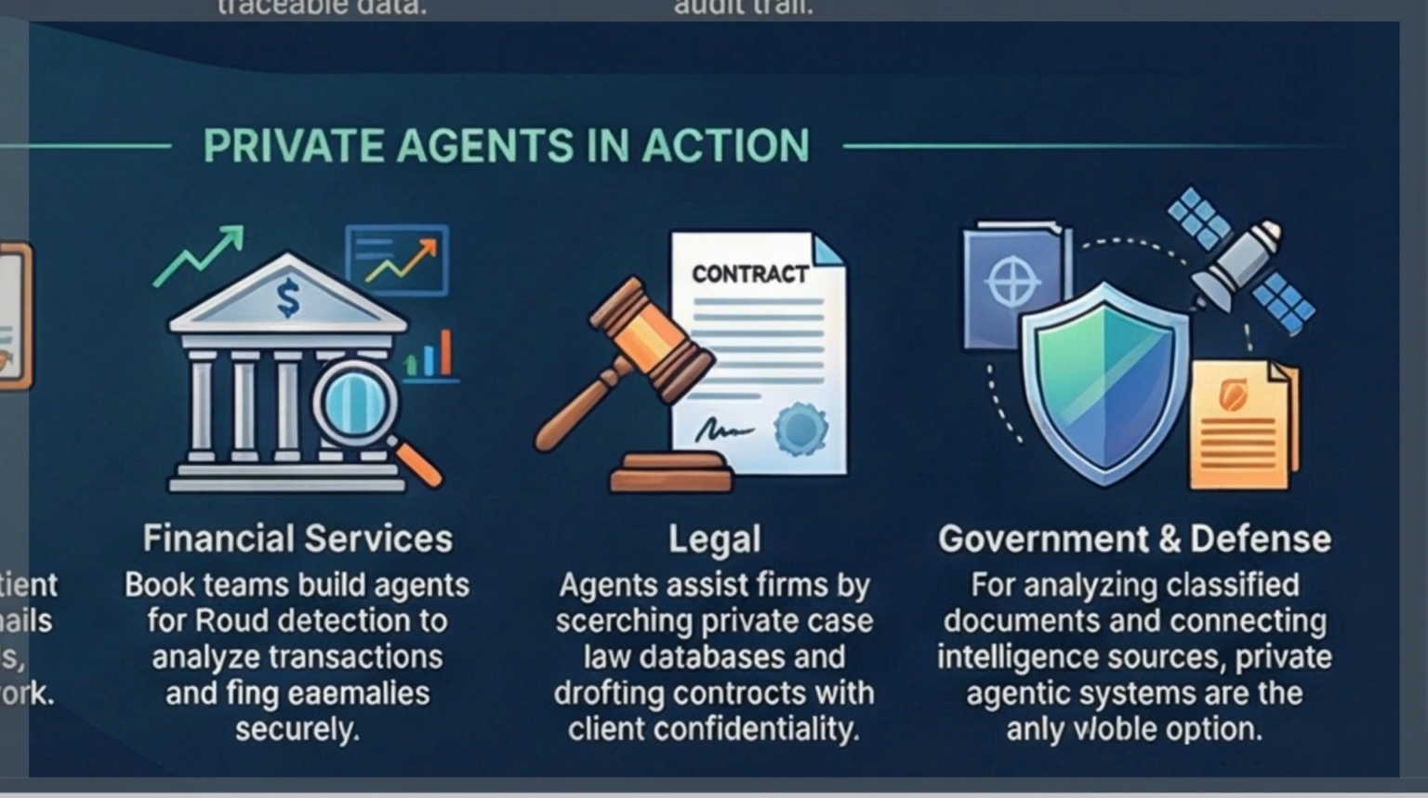Financial institutions use private agents to analyze transactions, detect fraud, and generate reports without exposing client data externally. Legal teams search privileged documents and draft contracts with strong confidentiality controls. Government and defense organizations apply agents to sensitive intelligence or mission data, where strict classification rules demand that AI systems never leak information outside secure networks.